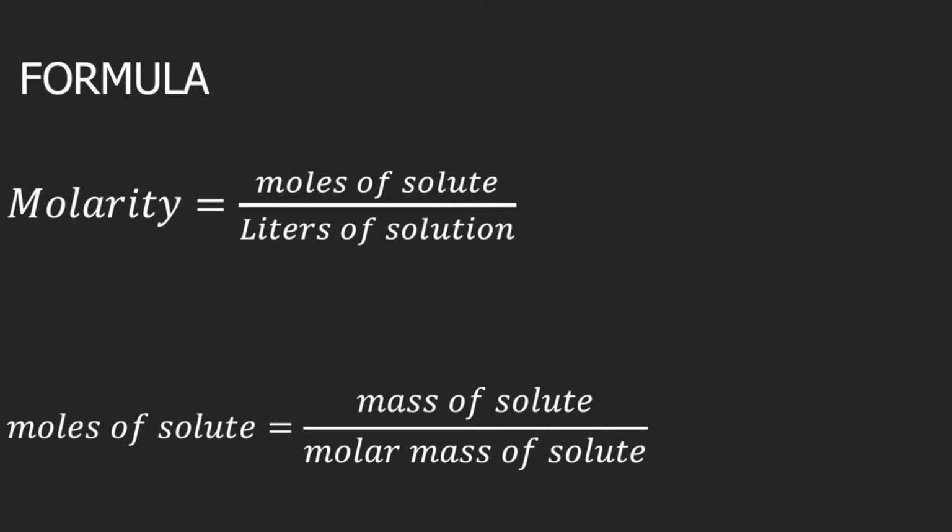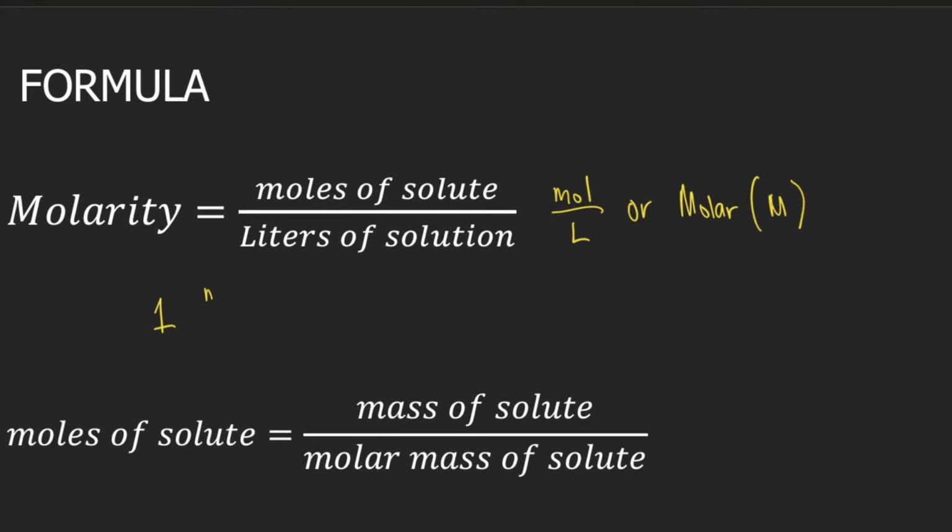There are 2 formulas you need to take note of to answer problems about molarity. The first one would be the formula for molarity, which is equal to moles of solute divided by liters of solution. So the unit for molarity is moles per liter, or this is also known as molar, and the symbol is capital M. So moles per liter and molar are just equivalent. When you say 1 mole per liter, this is just the same as 1 molar.